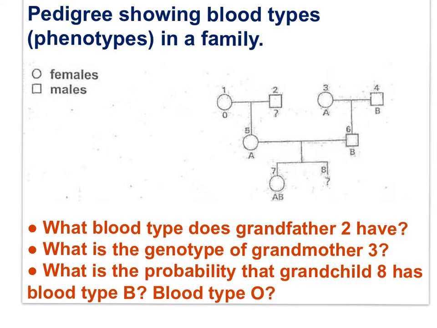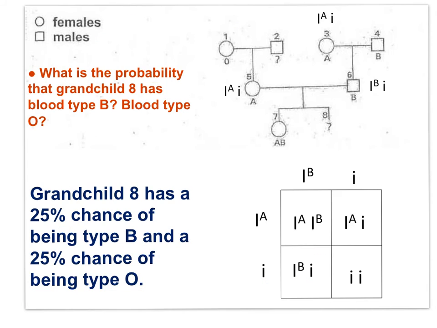Here are more difficult ABO pedigree questions. What blood type does grandfather 2 have? What is the genotype of grandmother 3? And what's the probability that grandchild 8 has blood type B? What's the probability that grandchild 8 has blood type O? Turn the movie off now, or follow along with me as I move to the next slide.